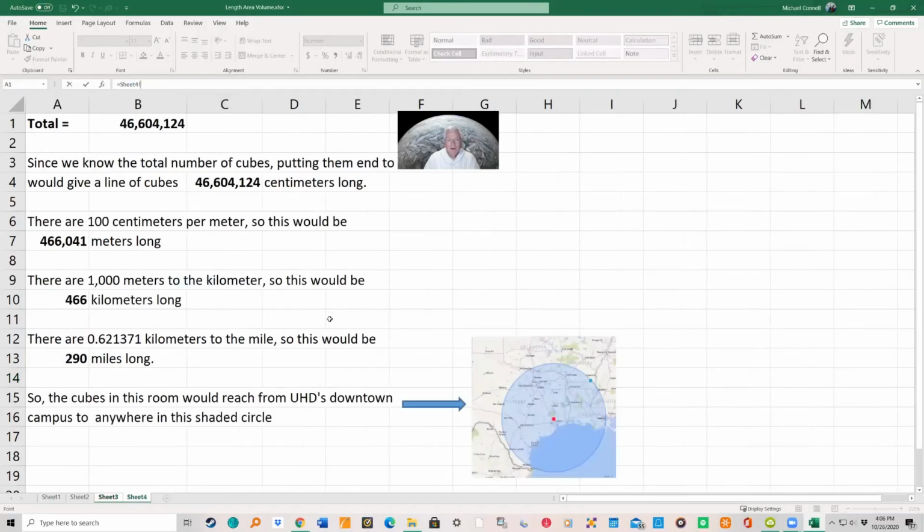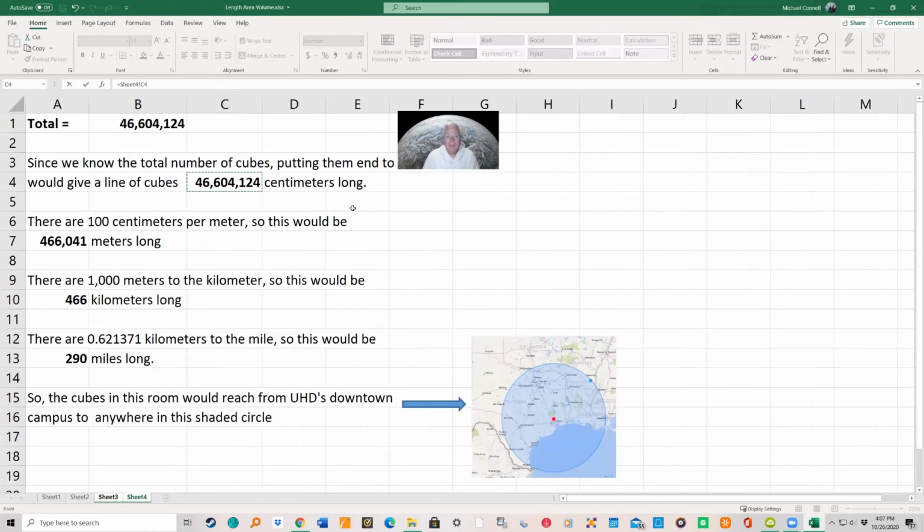Finally, we're going to put all those cubes end to end. We're going to see what happens. How far will it go? And this is a real eye-opener. Because we know the total, if we put the cubes end to end, we know how long it would be. It's that many centimeters, a pretty big number.